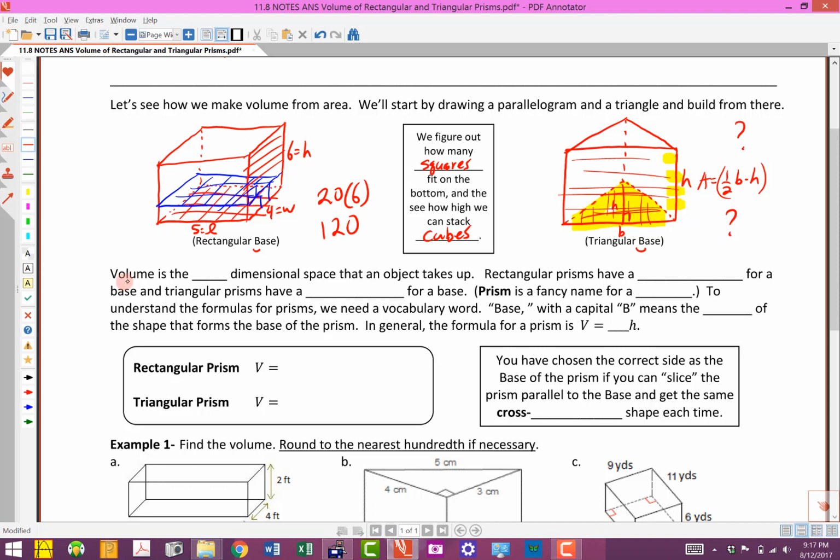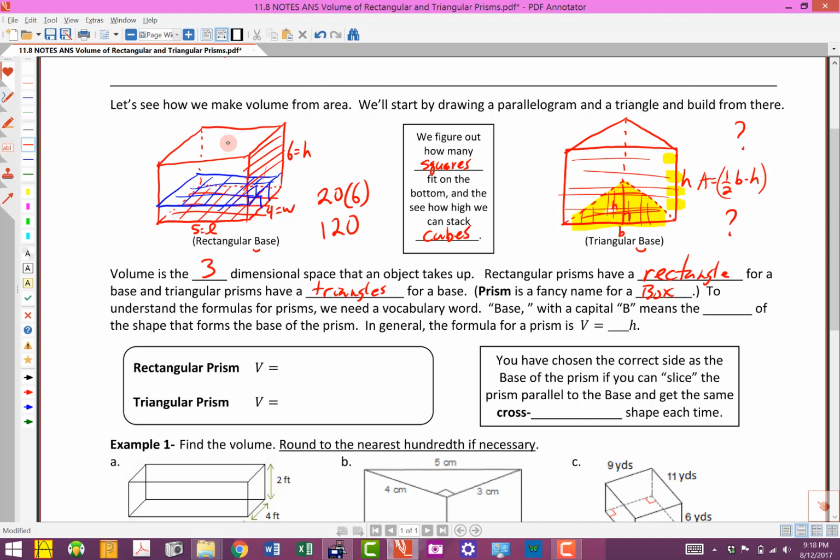So volume is the three-dimensional space that an object takes up. And rectangular prisms have, no surprise here, a rectangle for a base, and triangular prisms have triangles for a base. Now prism is just a fancy word for it. So if I said I've got a prism right here and a prism right here, they're both just boxes. So a prism is just a fancy word for a box. Okay, so this is how we figured out how to compute the volume, especially for this one here.